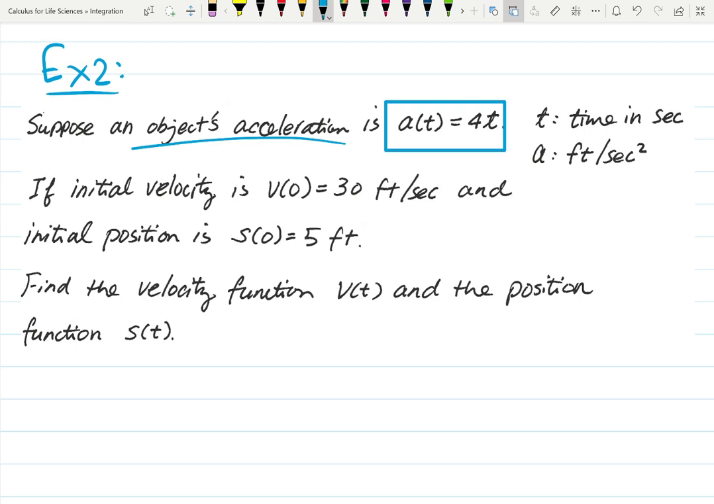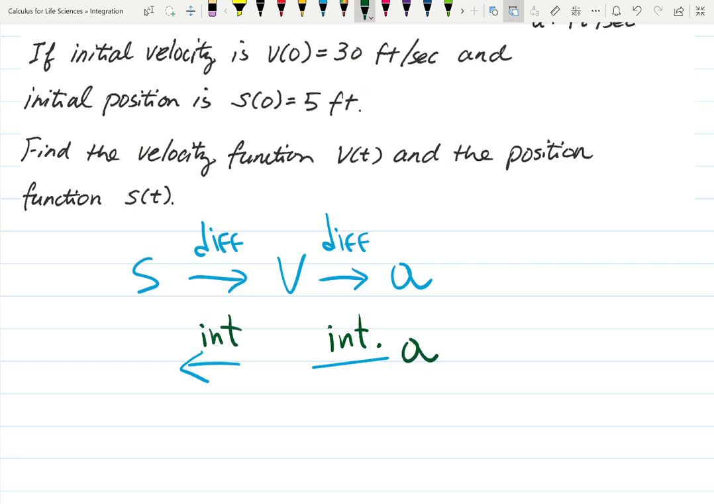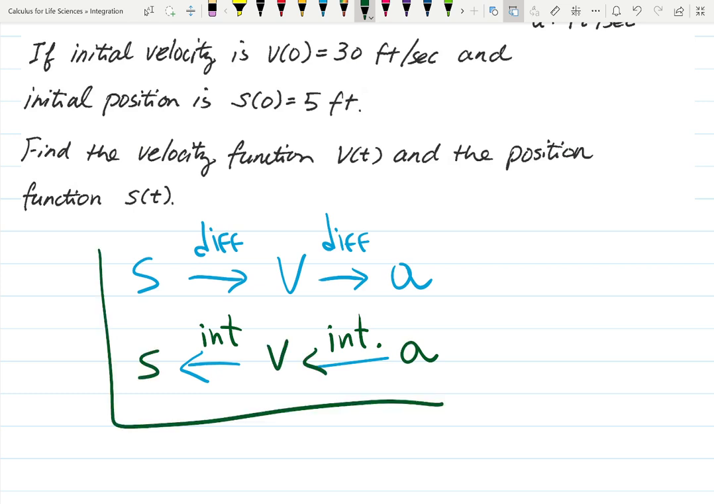That means we're going to integrate twice, because from a... Wait. I will do it like this. Sorry, my brain is working backwards. Again, let me review what I just explained before. S goes to V goes to A through differentiation. But then you can go back by integrating, and then go back by integrating one more time. So those are my integrals. Differentiation, but then integration to go back. If we're going from A to V, from V to S, we're going to integrate twice.